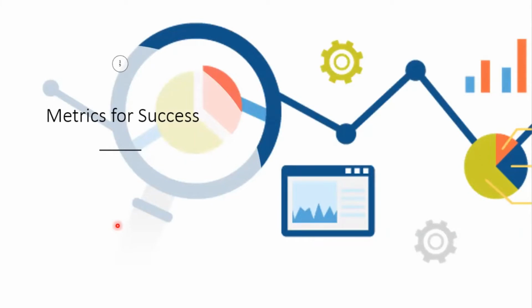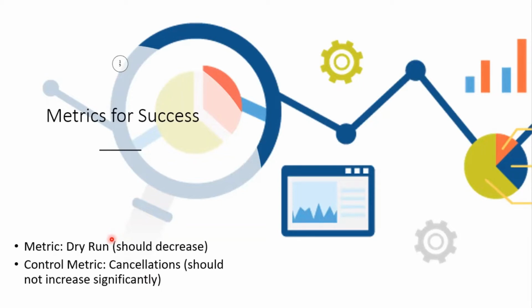How would we know whether this feature was successful or not? We defined metrics for success and failure upfront. The metric for success is that dry run should decrease from where it currently was, and the control metric was that cancellations should not increase significantly. Why could cancellations increase? Because the waiting customer is now being allotted a cab that is busy and could hence take a little longer to reach them than an empty cab that's farther away, right? So possibly cancellations could increase because the customer experience was slightly hampered. The objective was to balance both of these and ensure that cancellations don't rise too much.